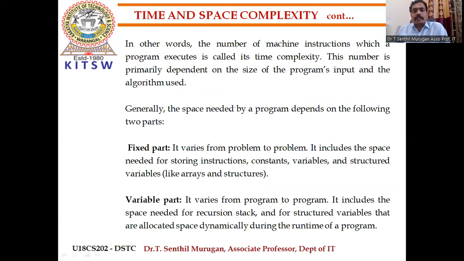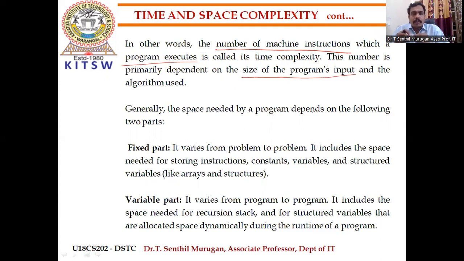Normally, the number of machine instructions which a program executes is called the time complexity. The number primarily depends on the size of the program input. So how many inputs we give, how they will be processed, and how it will produce the results, based on this the time complexity will be there. Same like that for space. Space depends on two parts. Time only depends on the number of codes or number of lines in the program.